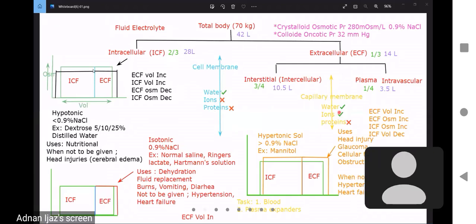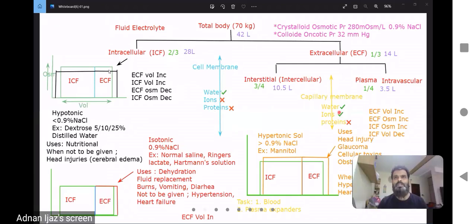The first case scenario in black, the green is the normal one.